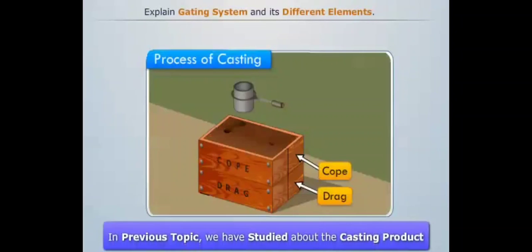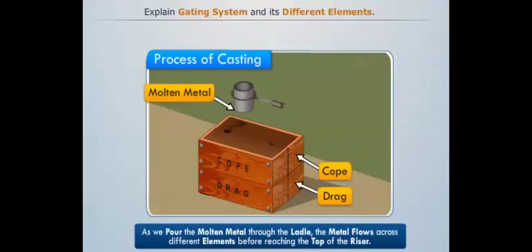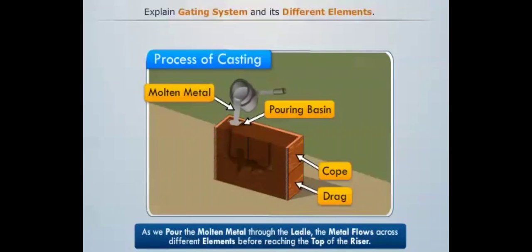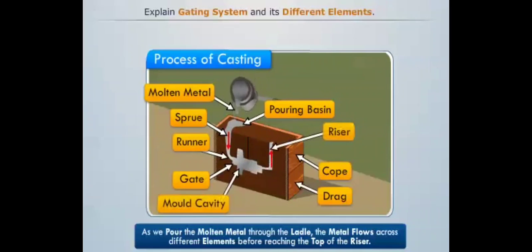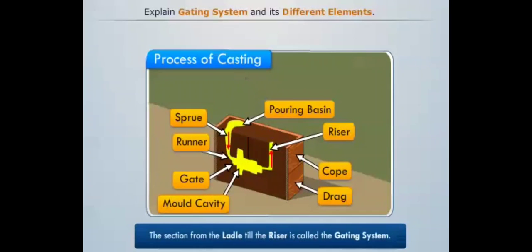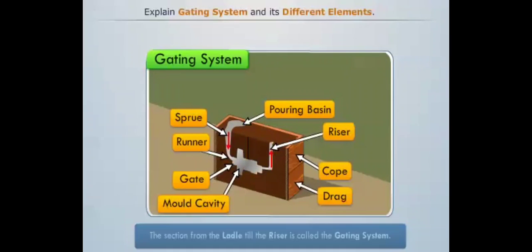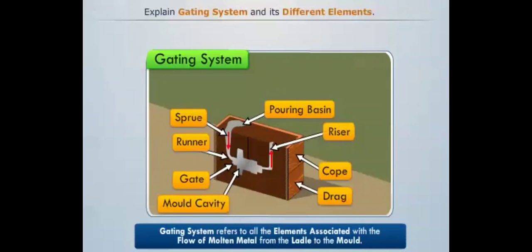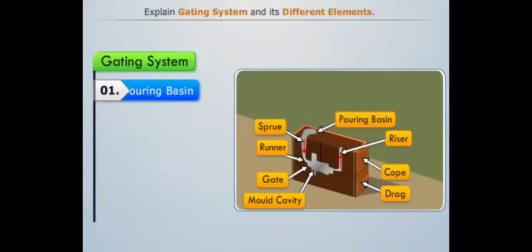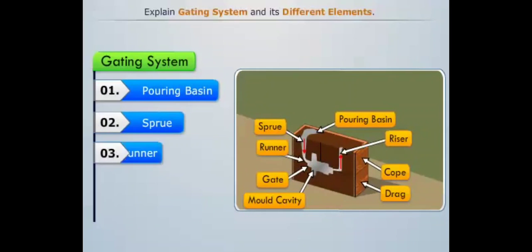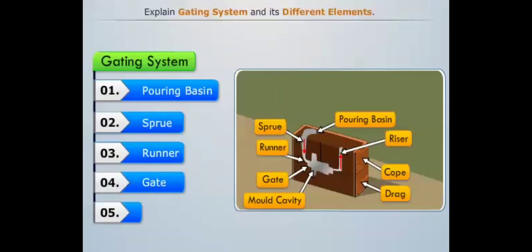We know that in casting, as we pour the molten metal through the ladle, the metal flows across different elements before reaching the top of the riser. The section from the ladle till the riser is called the gating system. Thus, gating system refers to all the elements associated with the flow of molten metal from the ladle to the mold. The different elements associated with the gating system are pouring basin, sprue, runner, gate, and riser.